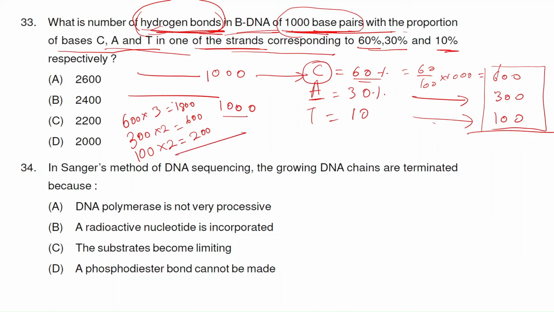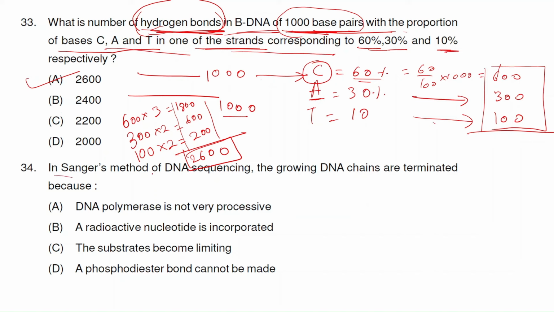So what will be the total number of hydrogen bonds? We have 1800 plus 600 plus 200, that is 2600. This will be the answer. Option number A, 2600, is the right answer.